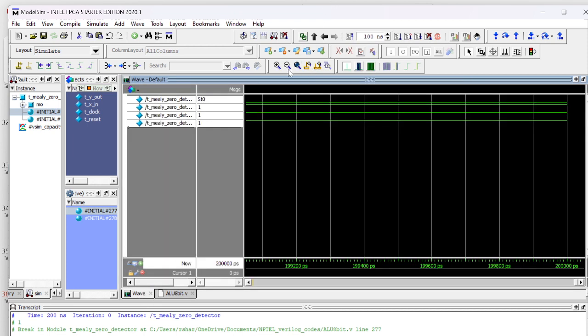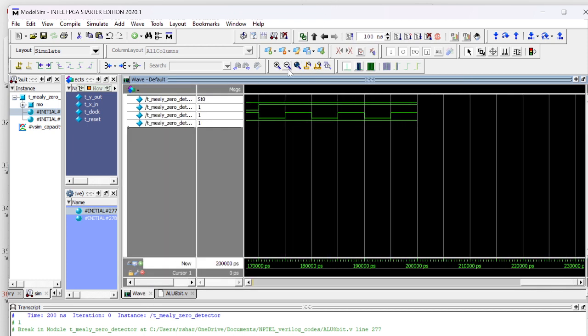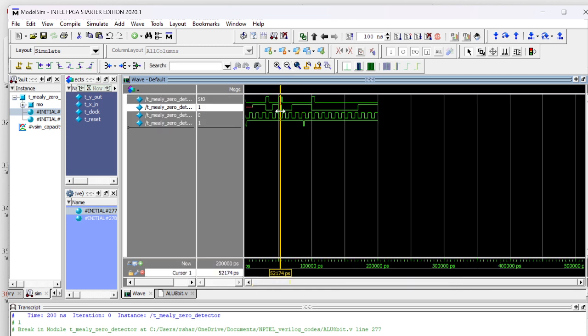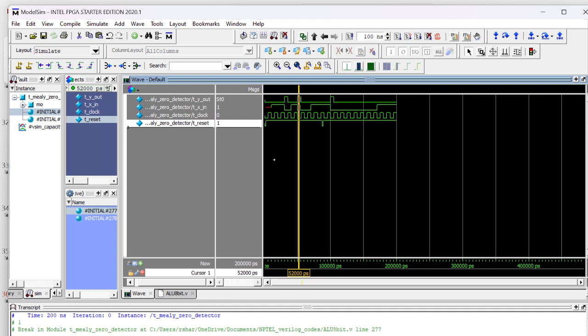So here you can see there is some glitch effect because this is a Mealy model and it depends on the input changes. So in this way you can try running the codes.